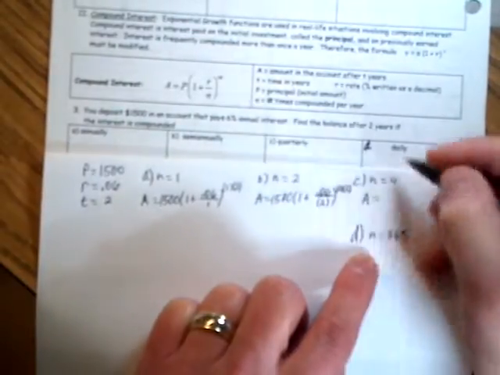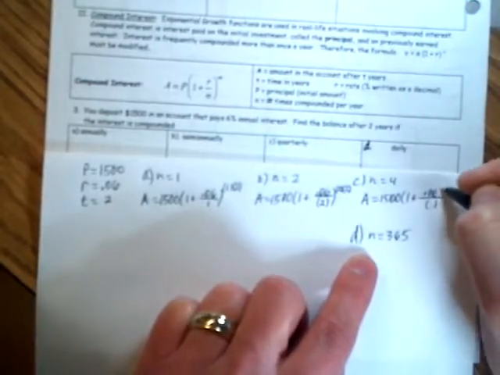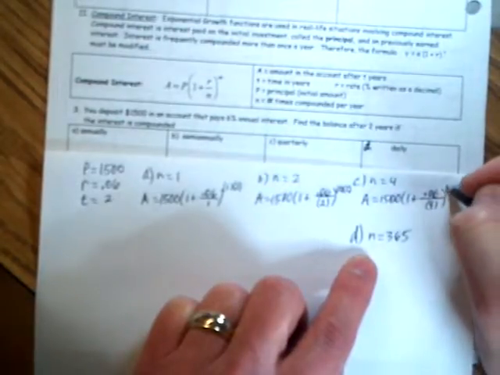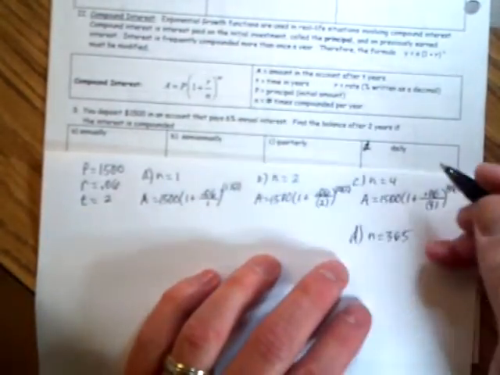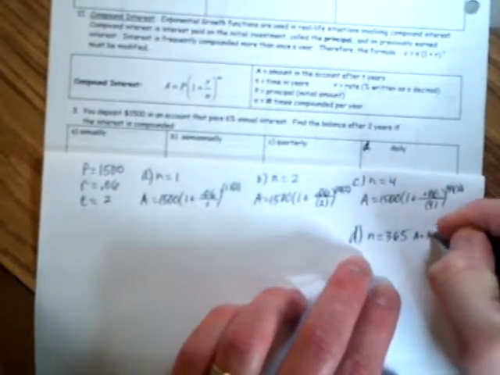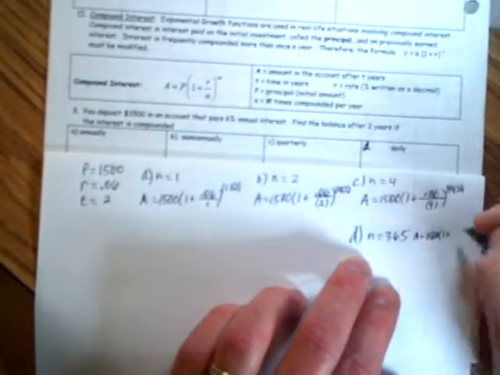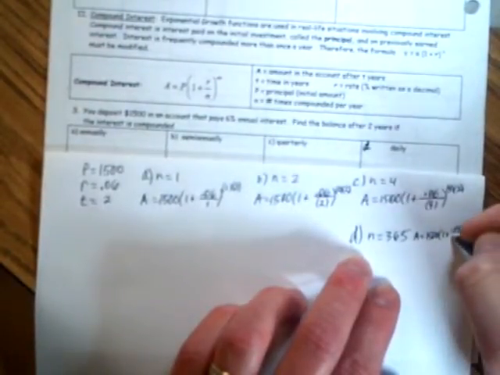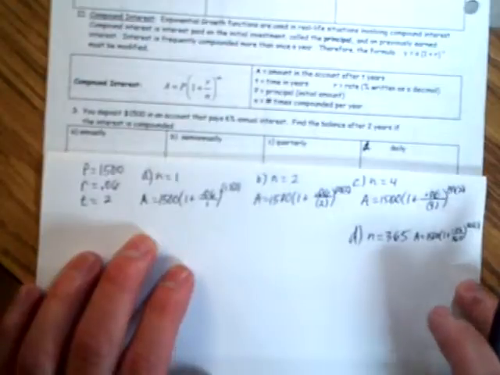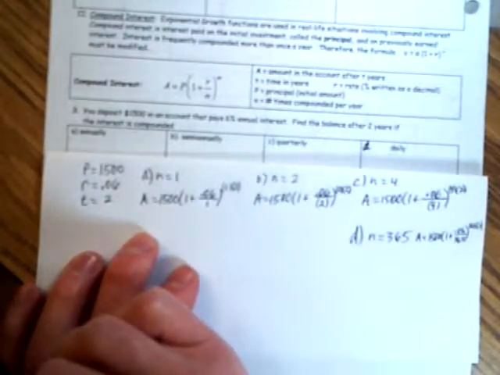For C, n is 4, so put a 4 down here and a 4 up here. And finally D, where do I have room? A equals 1,500 times 1 plus 0.06 over 365 raised to 365 times 2. Okay? And at this point, it's just the task of typing into your calculator.